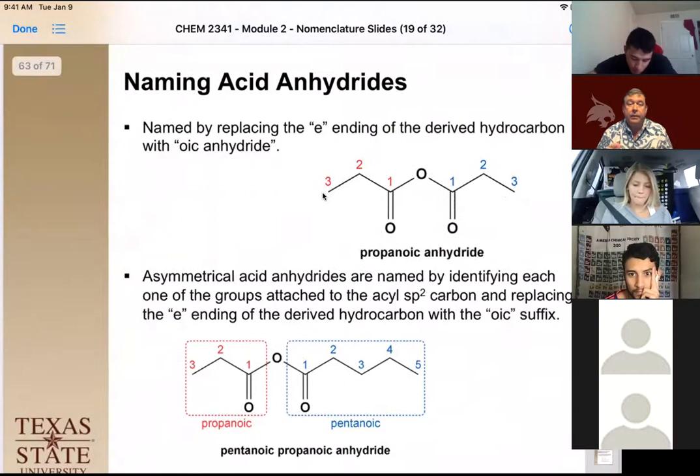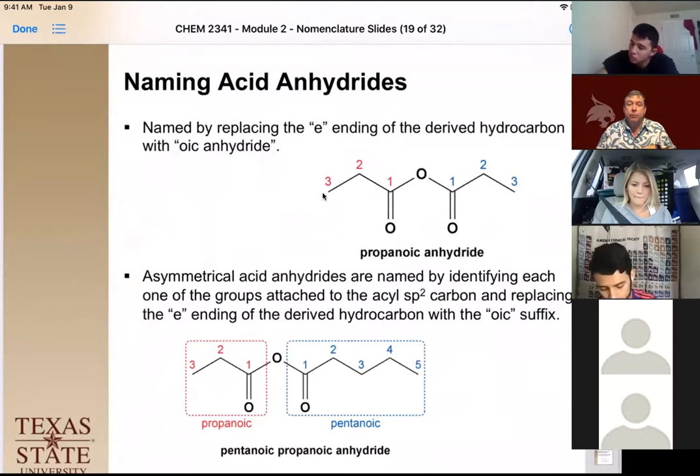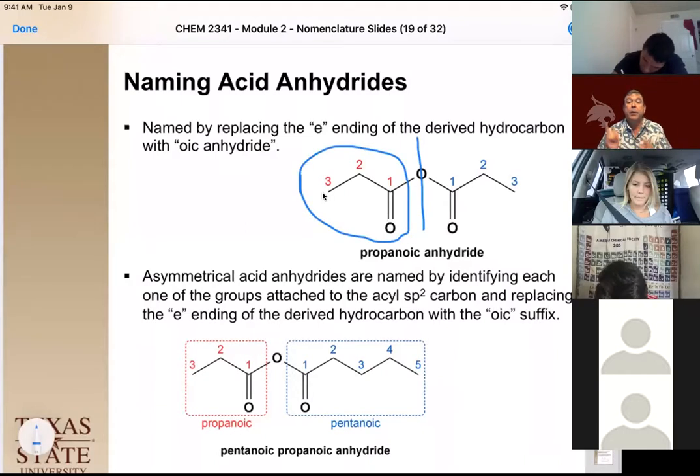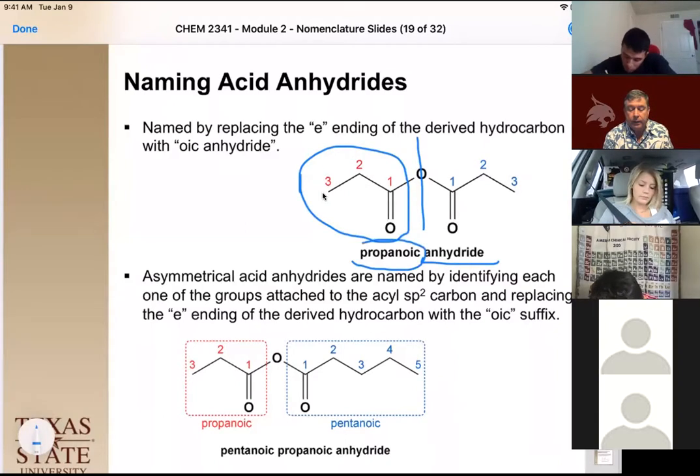Okay, so another derivative of the carboxylic acid is, instead of having an alkyl group on it, you have another carboxylic acid. What you've done is take 2 carboxylic acids and remove water to bind those 2 carboxylic acids together. Because we've removed water, we call that an anhydride. If they are symmetrical, meaning it's the same on both sides, we just name the one carboxylic acid that makes up both sides and add the word anhydride. So we have propionic anhydride.